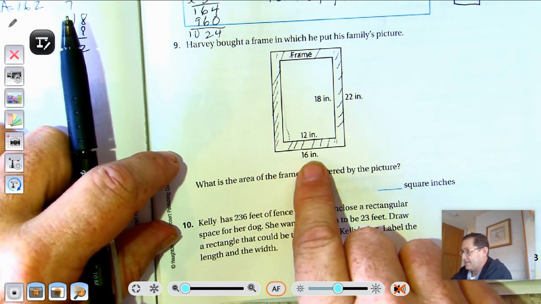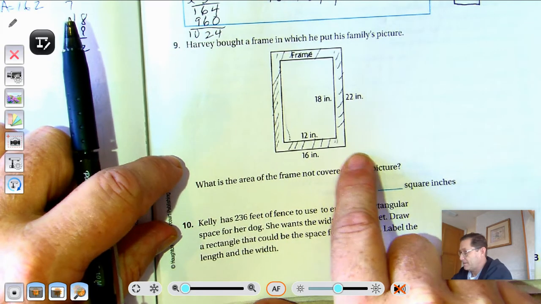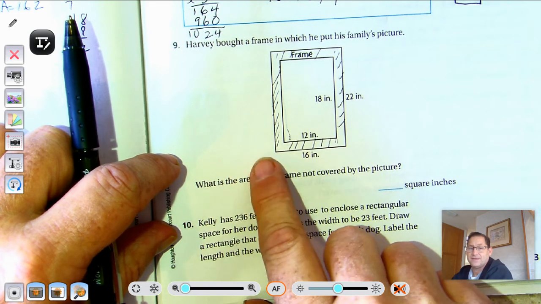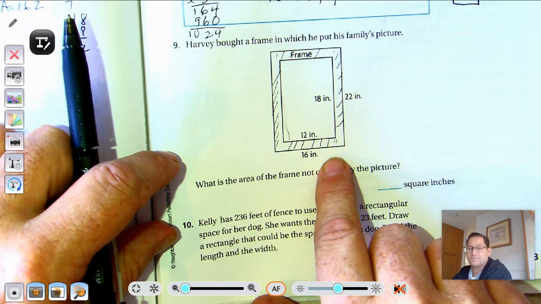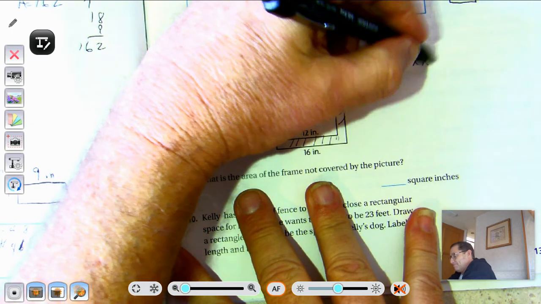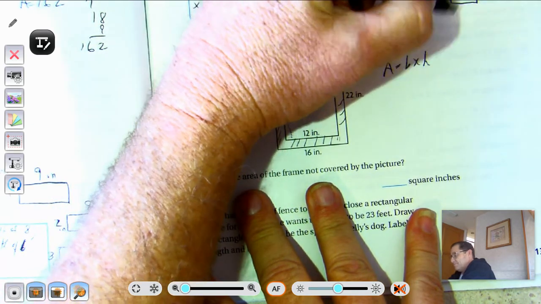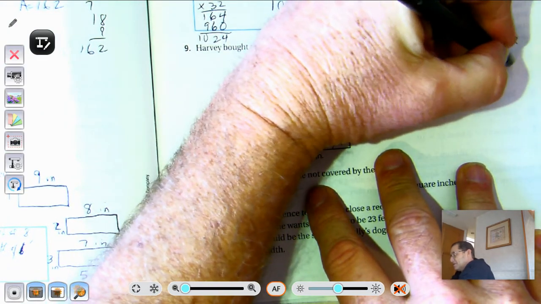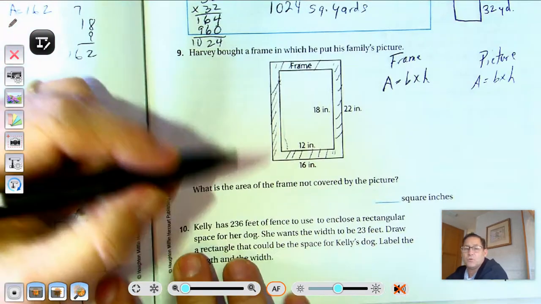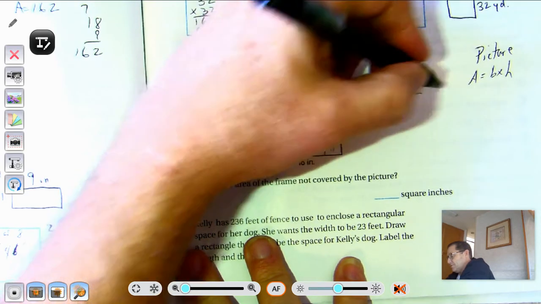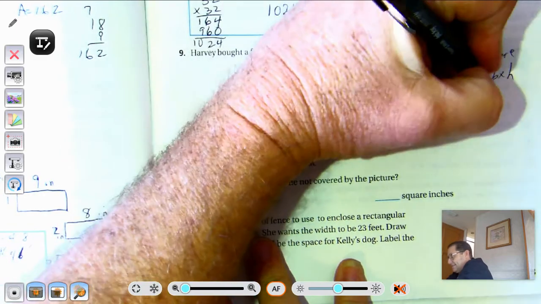Well, the whole thing is 16 inches. The picture is 12. So the length of the frame, well, let's do it this way. Figure out the area of the frame and the picture, so the whole thing, and let's find the area of the picture, and then we can subtract the two of them. Okay. So what's the frame? The frame is 16 by 22. The picture is 12 by 18.